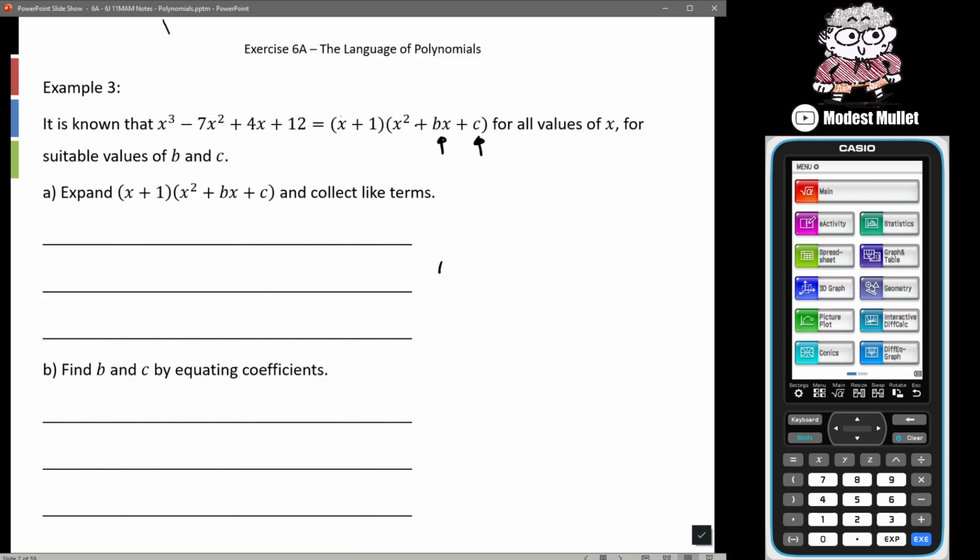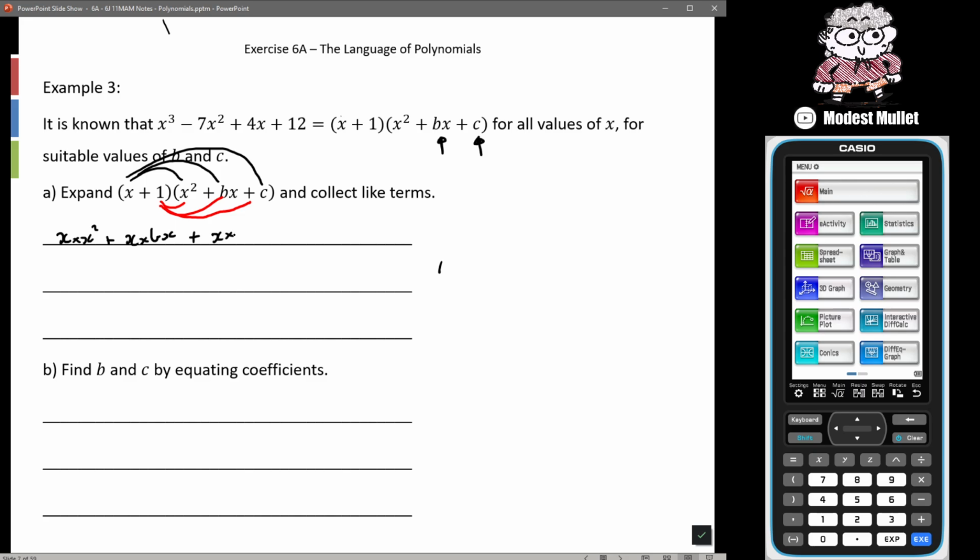Well, let's expand those brackets on the right hand side and collect like terms. So to do the expansion, we need to multiply everything in the first bracket by everything in the second bracket. So the x is going to be multiplied by that, multiplied by that, and multiplied by that. This is just using what's called the distributive law. And the 1 in the first bracket is also going to be multiplied by that, multiplied by that, multiplied by that. So we get the first bit, we have x times x squared plus x times bx. And I'm just putting this in full just so everyone can see the working, but you can do this much quicker in your own notation.